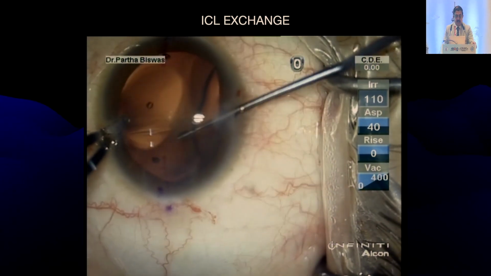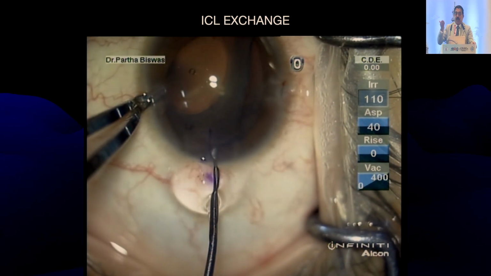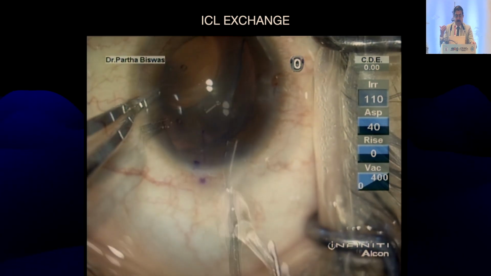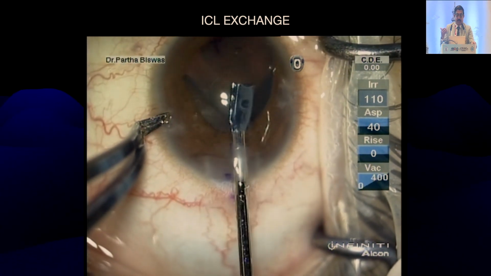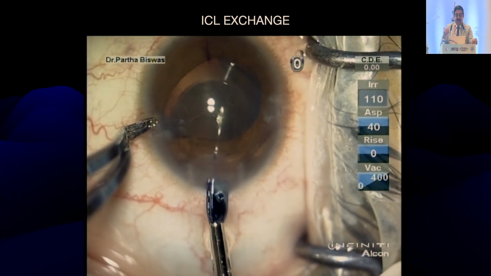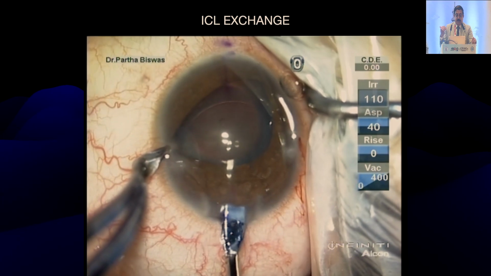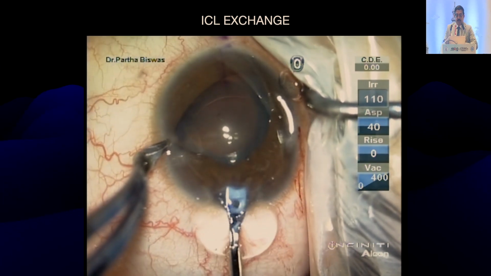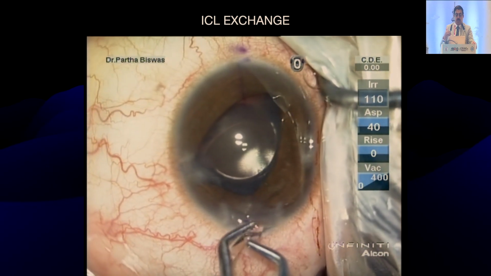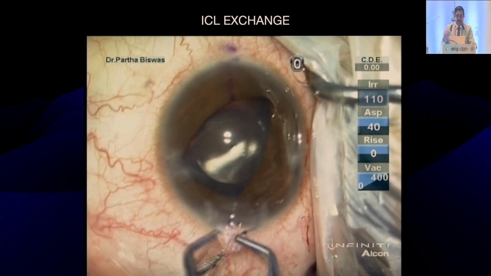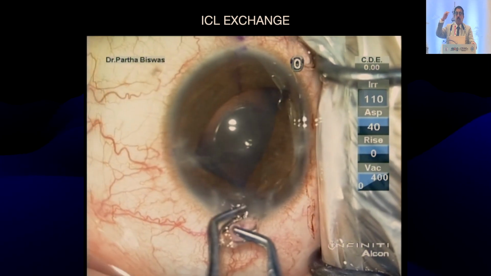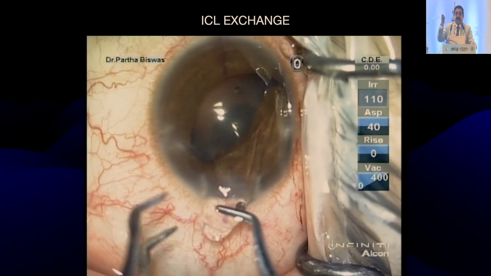And here what you can see is I'm prolapsing out the proximal haptics, and once the proximal haptics are prolapsed out over the iris, then with the same forceps we pull it out, and hand over hand we remove the ICL. It is important that we use high molecular weight viscoelastic. Another thing that is very important is not to prolapse out the distal haptics together.